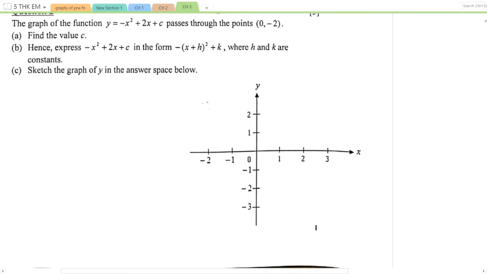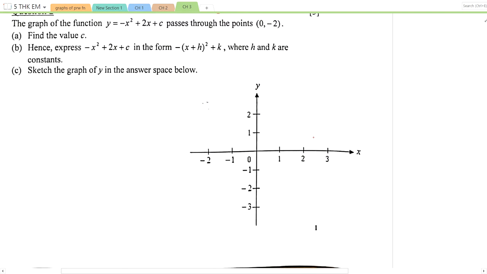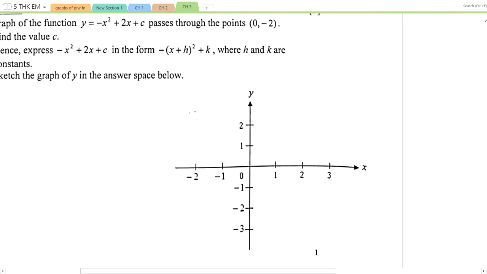Okay, the graph of the function y equals -x squared plus 2x plus c passes through the given point. Find the value of c. Okay, how do we do this? I've got information over here: (0, -2). This is a pair of coordinates. What this means is that when x equals 0, y equals -2. That is what it means.